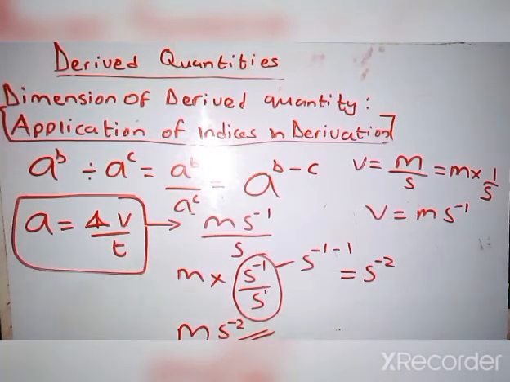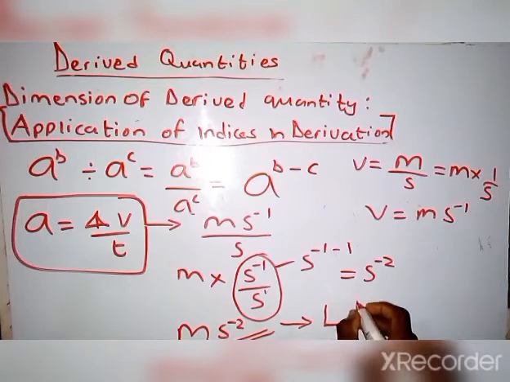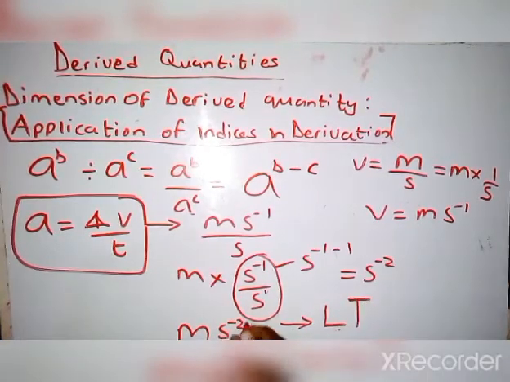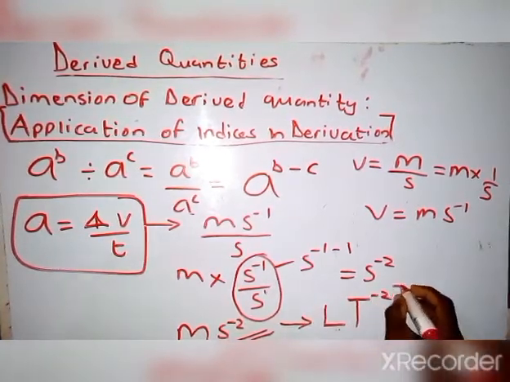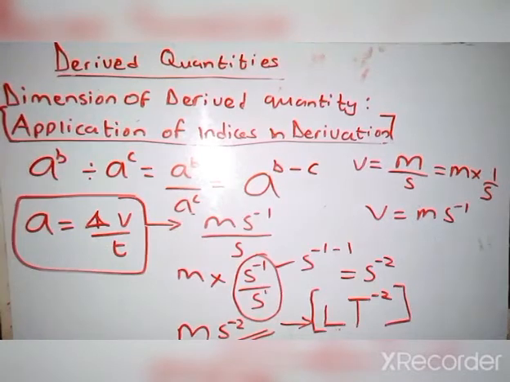So how to get the dimension for acceleration? We just say meter is length L, second is time, capital letter T, then minus 2. So this is the dimension for acceleration. So we apply the division law, the inverse law here.